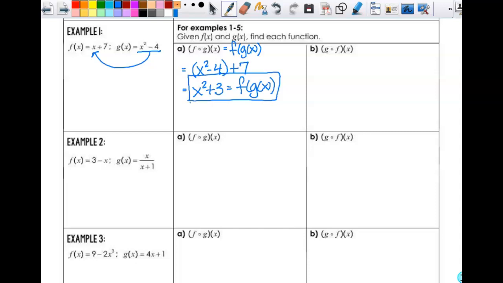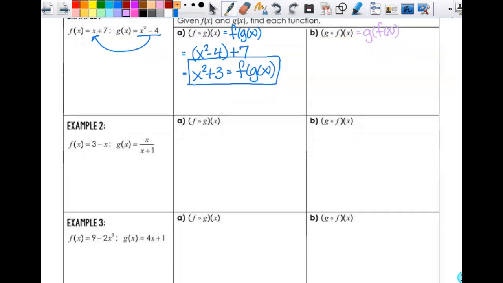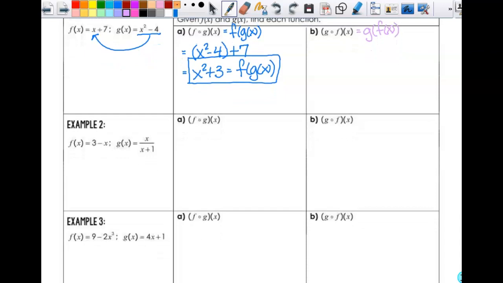All right. So then I have g of f of x. So I'm going to take f of x, put it into g of x. So this gives me (x plus 7) squared minus 4. Do these parentheses have any bearing on what I do next? Yes, 100%. They're definitely important.